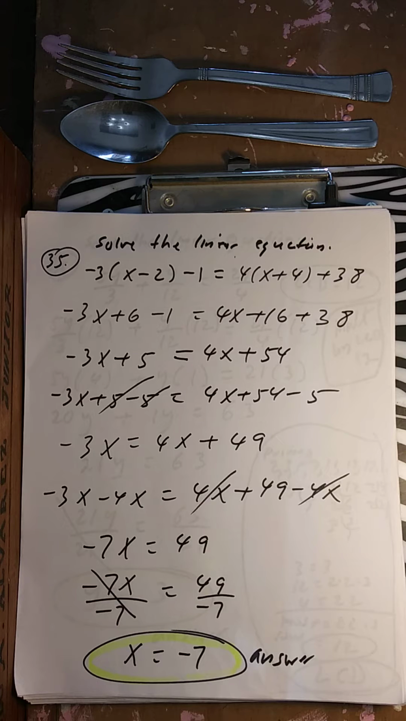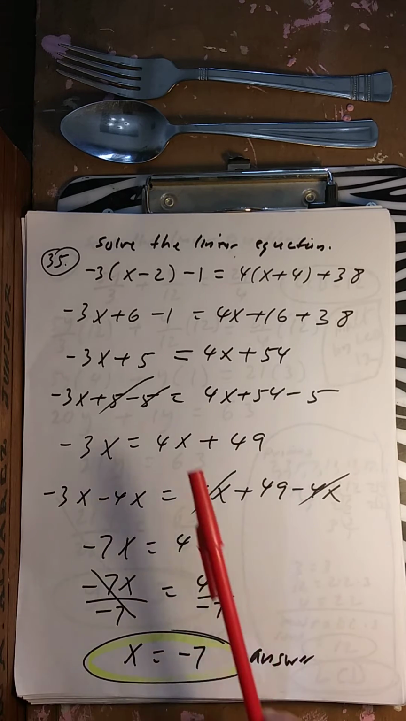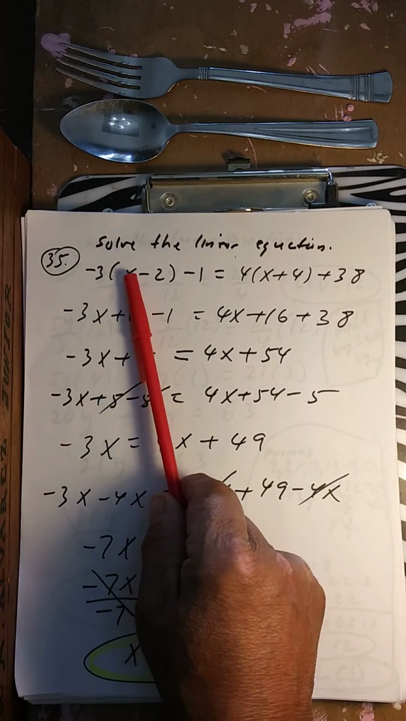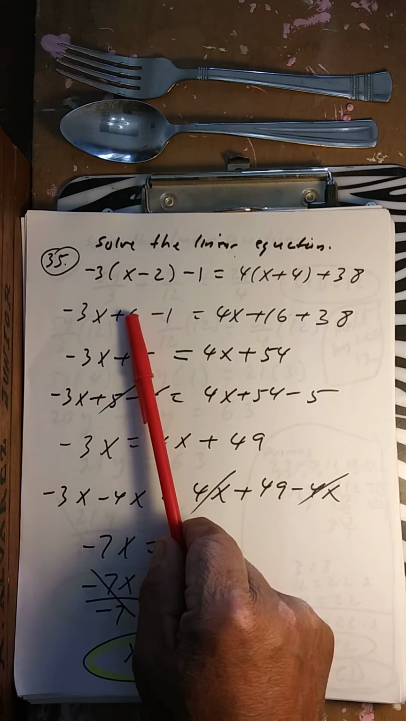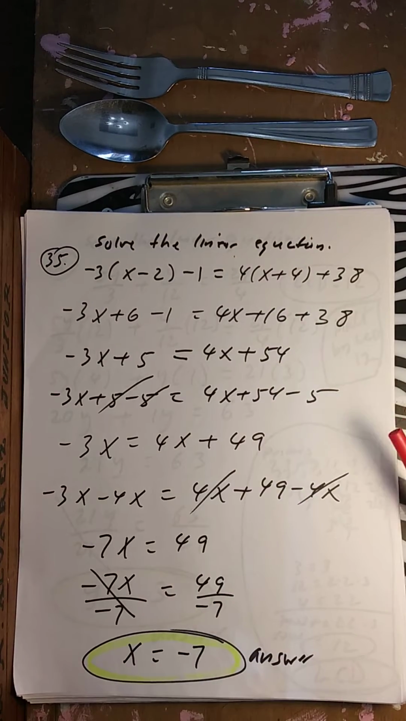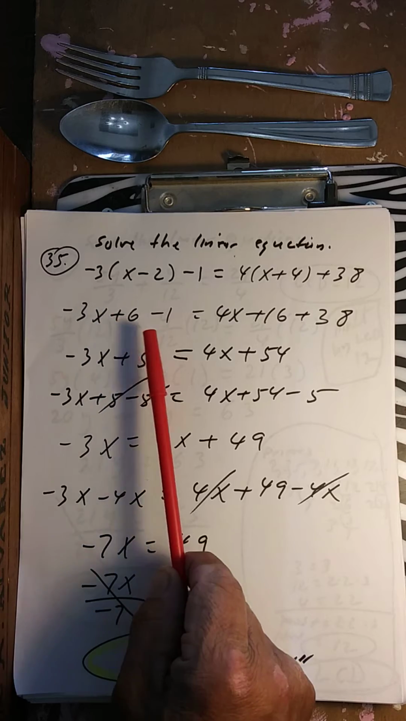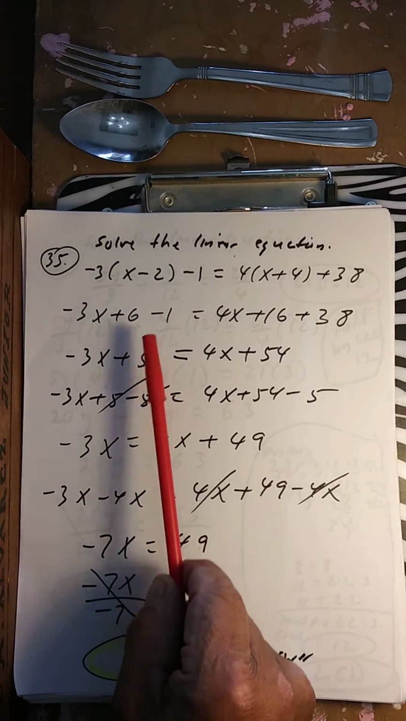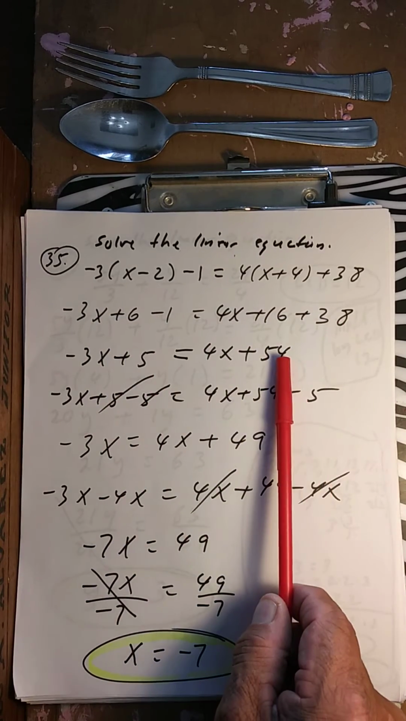Solve the linear equation. Again, we need to do the order of operations. Multiply this first. Negative 3 times that is negative 3x. Negative times negative is a positive, 4 times that is 4x, 4 times 4 is 16, and 38, bring it down. Now we combine like terms: 6 minus 1 is 5x, and this one is going to be 54.